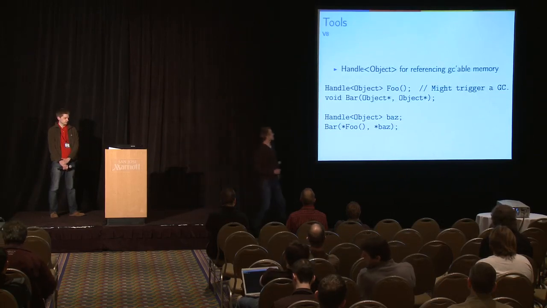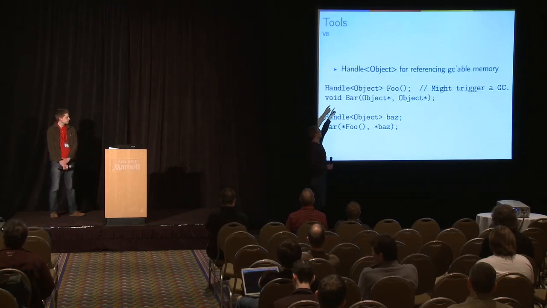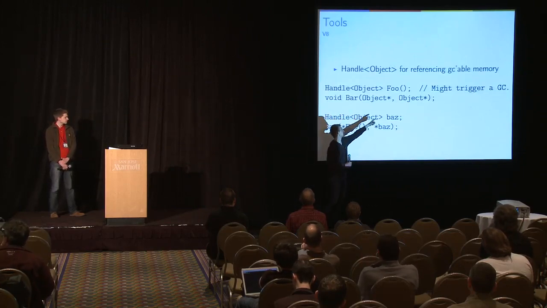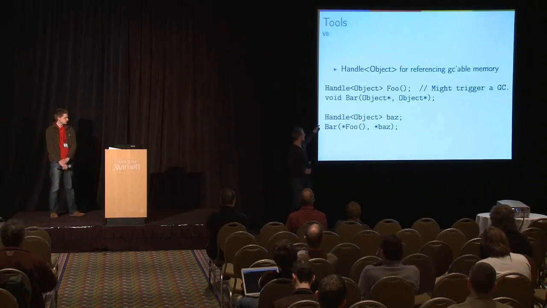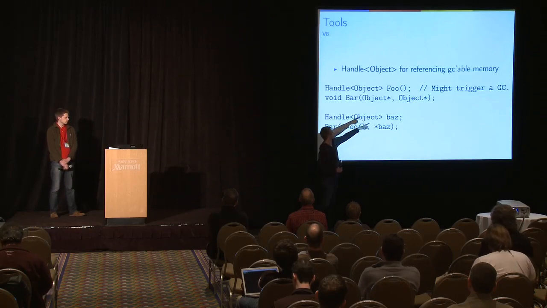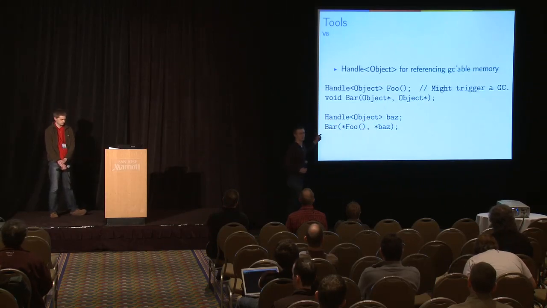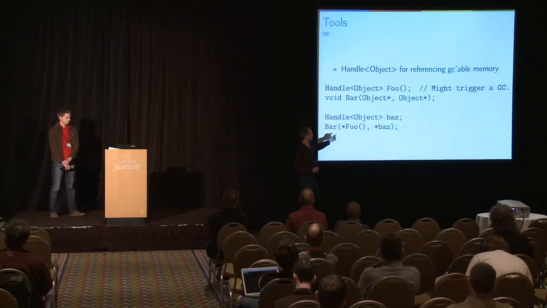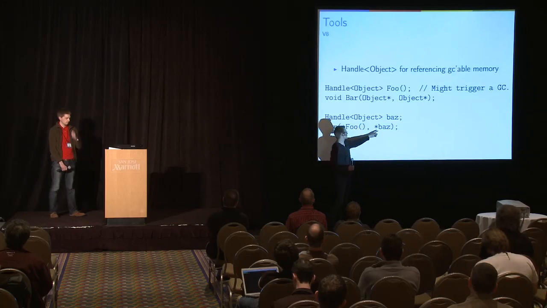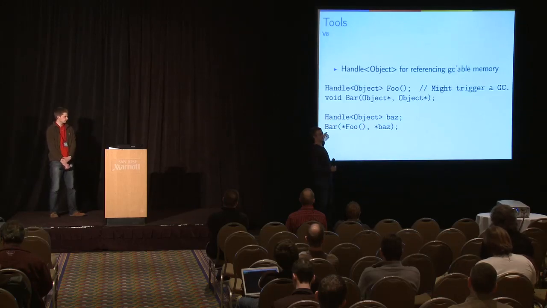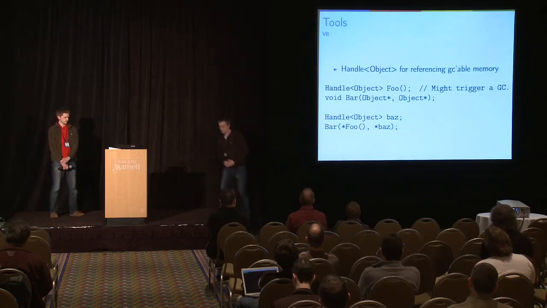So if you look at this code, foo is a function that returns a handle to an object, and bar is a function that takes 2 raw pointers. And then at the calling side, you have a handle, bars, and then you call bar by first calling foo, which might trigger a garbage collection, then dereferencing the handle, which gives you a raw pointer, and then dereferencing bars, which also gives you a raw pointer, and this should be safe. But as you all know, the evaluation order of parameters in a function isn't well defined, so the compiler might instead convert bars to a raw pointer first and then do the garbage collection and then call bar, and that might crash, right? And it turns out these bugs are very tricky to debug.